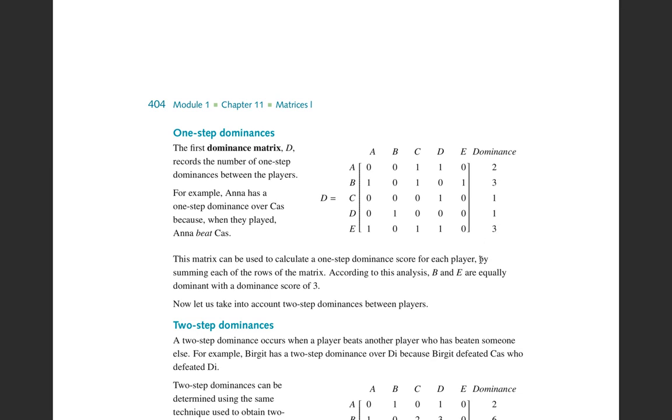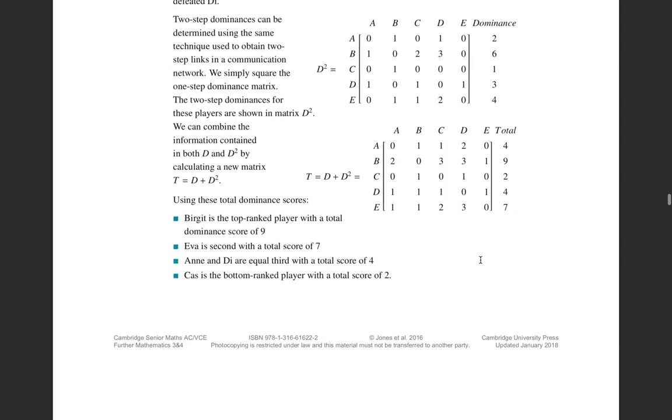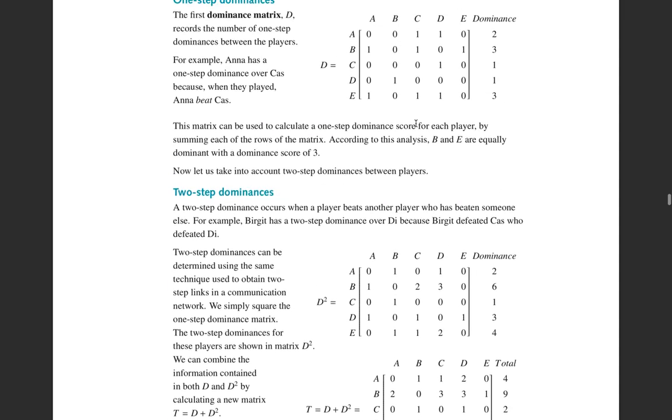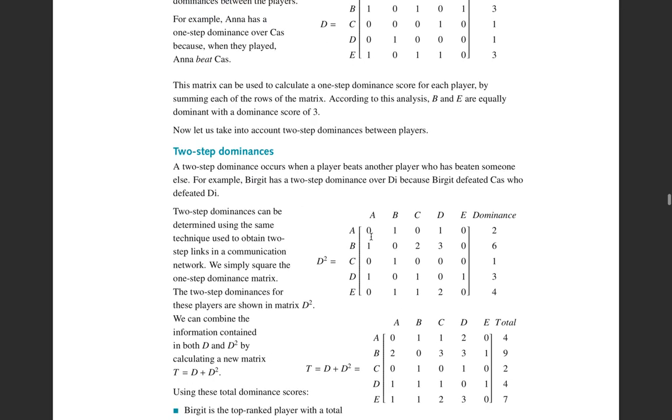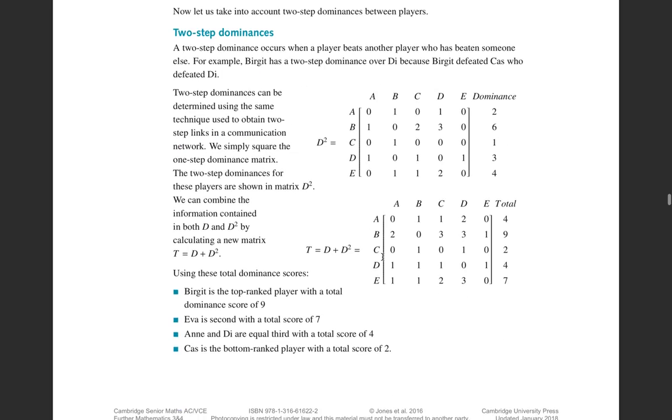So just looking at which team beat which team doesn't give us a clear winner. It's not until you factor in the two-step dominances that the clear winner is recognized. So whenever you're asked about dominance, you need to find the first step dominance, that's that matrix, then square it to get the two-step dominances, and then add the two results to get the total dominance. That's where we get our total ranking.